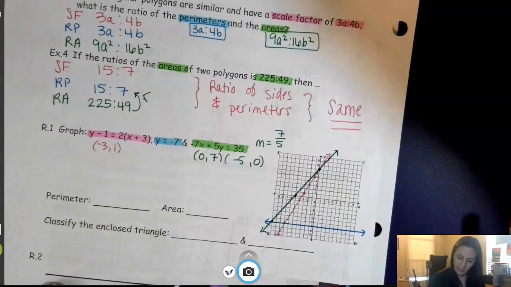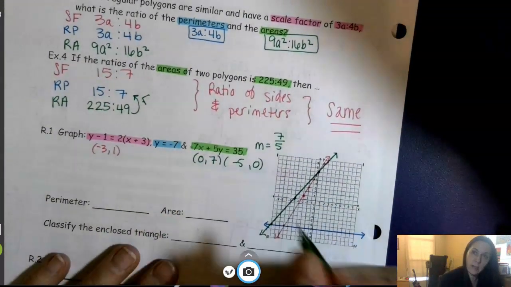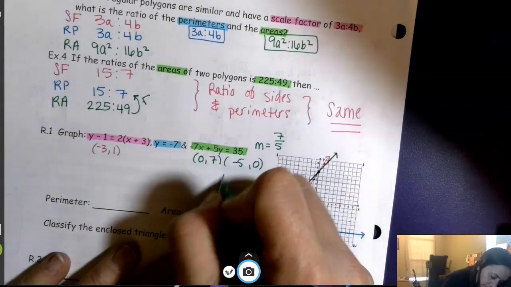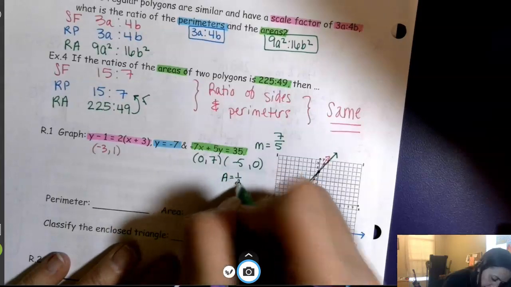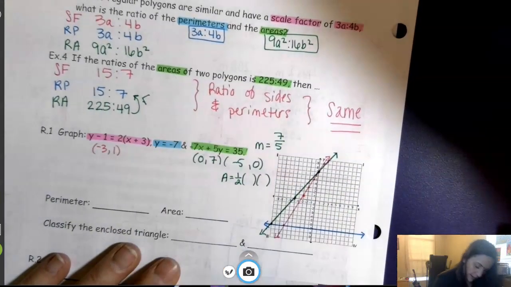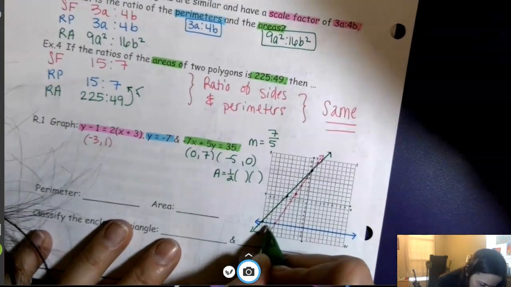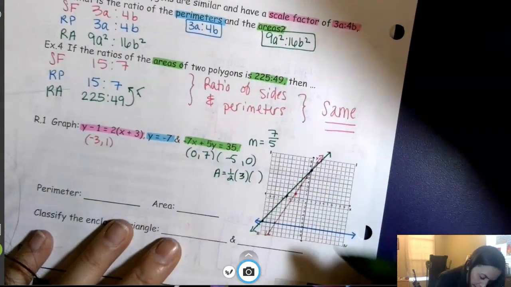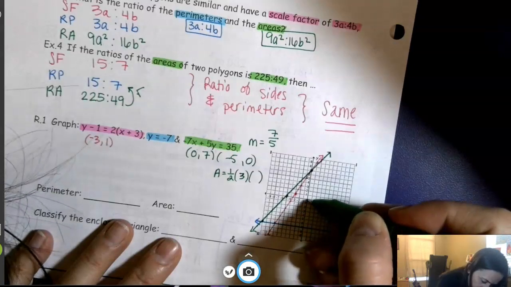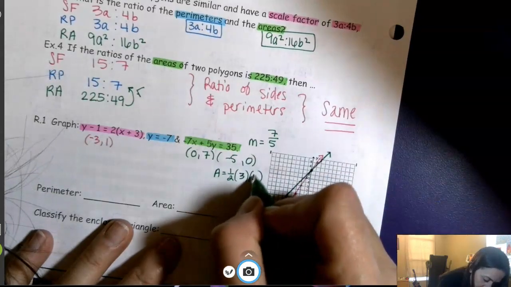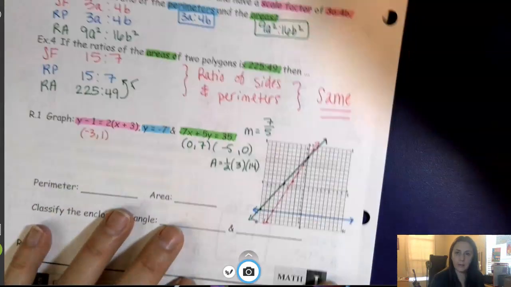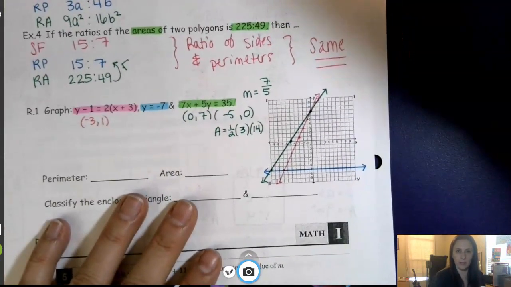I would probably do area first here. Area is going to be equal to 1/2 base times the height. So the base, you can kind of count right here. We get 1, 2, 3. And the height is going to be 7, and 7 will be 14. Area is probably going to be the easier thing to discover.